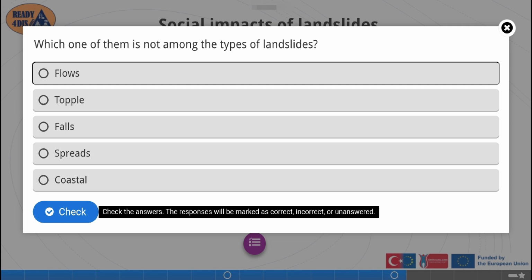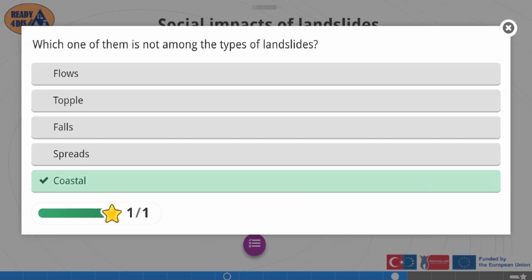A. Flows. B. Topple. C. Falls. D. Spreads. E. Coastal. Correct answer, coastal.